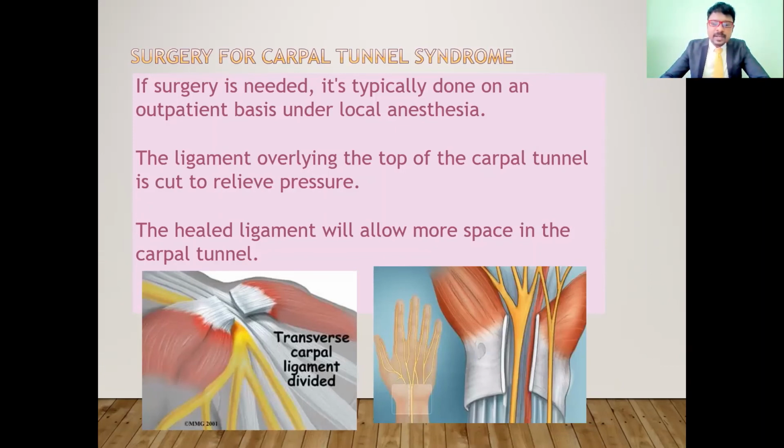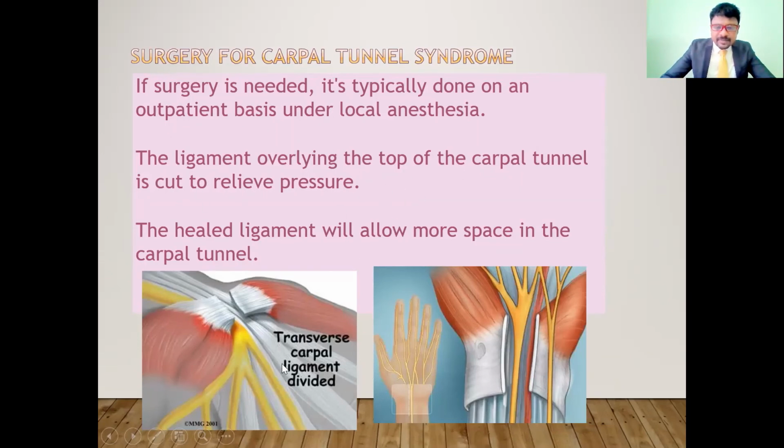So that is called the transverse carpal ligament division. If the ligament is tight, it may cause friction and compression on the median nerve. So the surgical procedure is needed in case all the treatment procedures have failed. Here the ligament overlying the top of the carpal tunnel is cut to relieve the pressure.